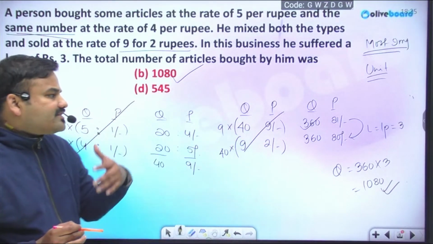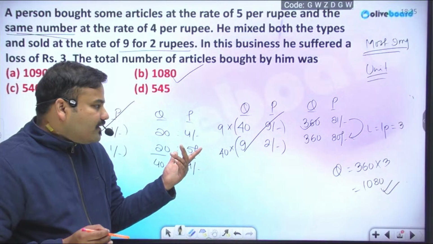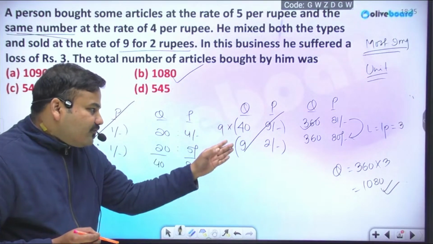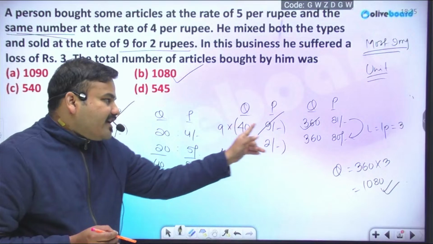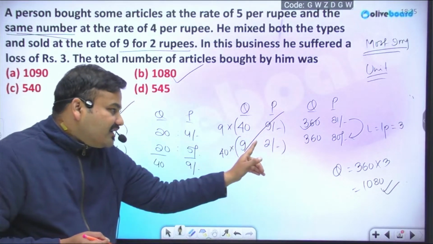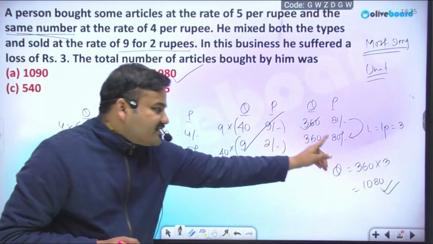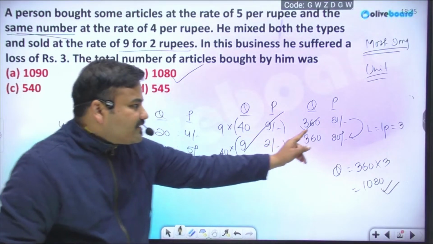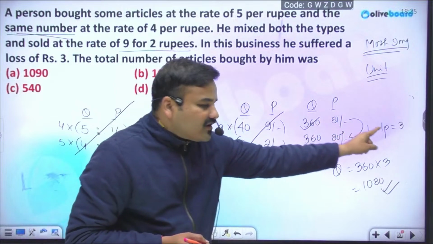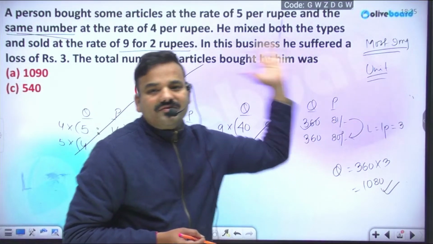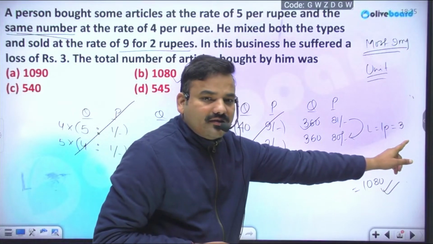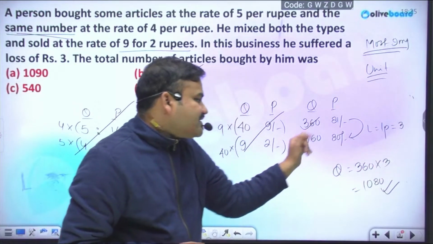Let him sell the entire article without changing the rate, making the quantity the same. For every 360 articles he is paying 81 rupees for himself, and for every 360 articles the selling price is 80 rupees. The cost price of the article is 81 and he is selling it at 80. That means he is bearing a loss of 1 rupee, which is equivalent to 3 rupees according to the question. If 1 is equivalent to 3, the entire article is 3 times 360, that is 1080.